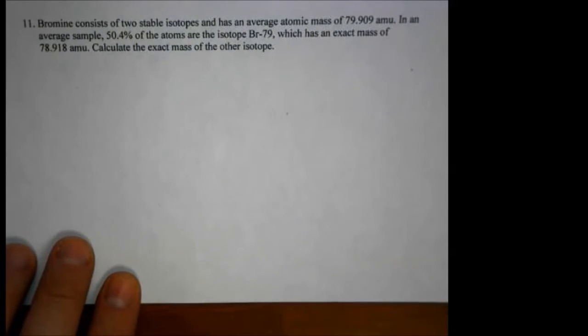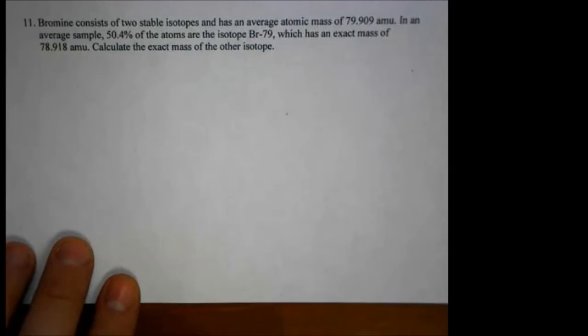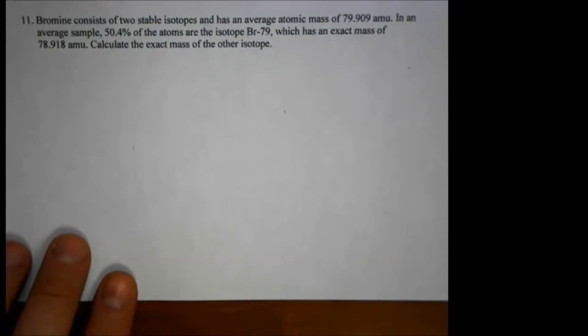For question number 11, we're switching gears now and going into the topic of isotopes. The question says, bromine has an average atomic mass of 79.909 AMUs. Then they give us some information about one of the 2 isotopes. Bromine 79 has an exact mass of 78.918 AMUs and has an atomic abundance of 50.4%. Then they want to know what is the exact mass of the other isotope. So it is our job to calculate the mass of the other isotope.